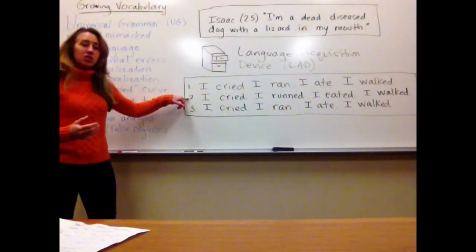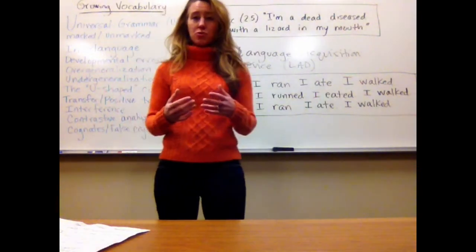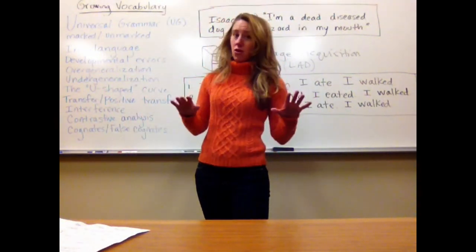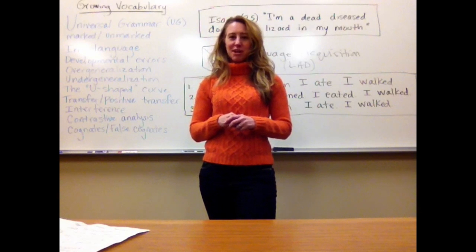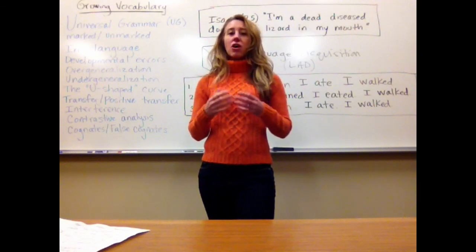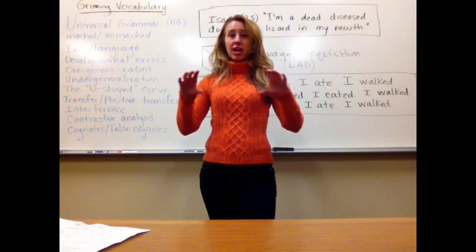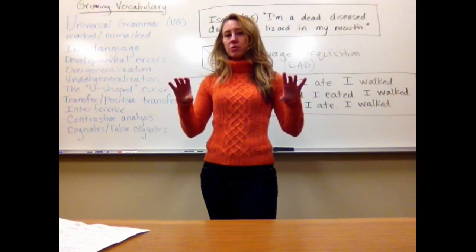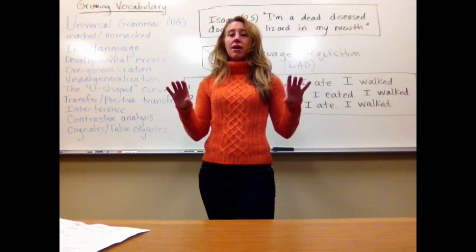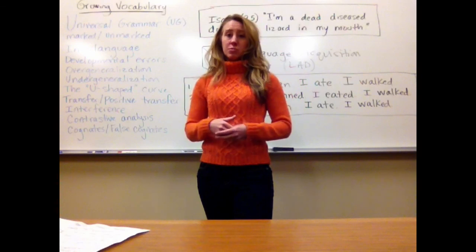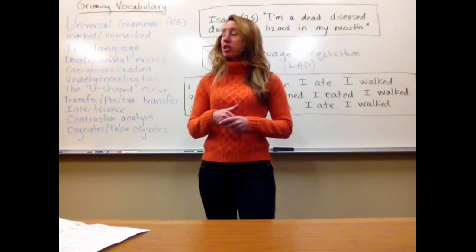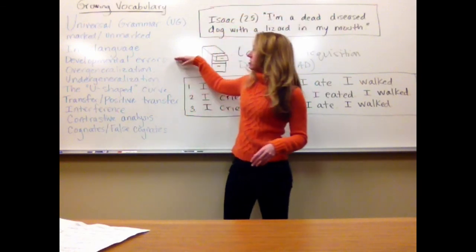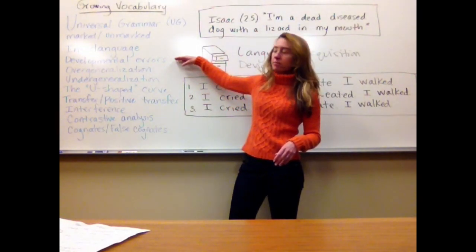So in stage 2, a child that goes through this stage, spoiler alert, all English-speaking children go through that stage, is overgeneralizing a rule. They're taking a rule and applying it 100% or more than it needs to be applied. So that's called overgeneralization. And that is a type of developmental error.